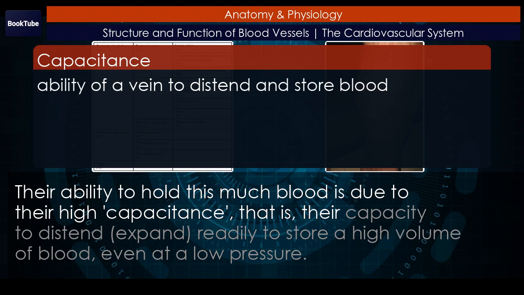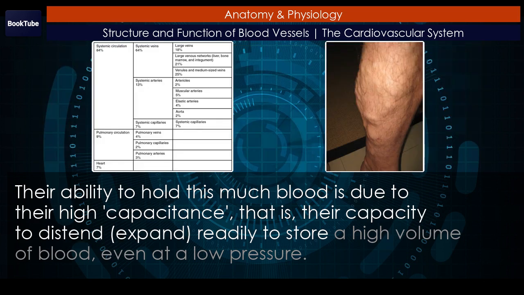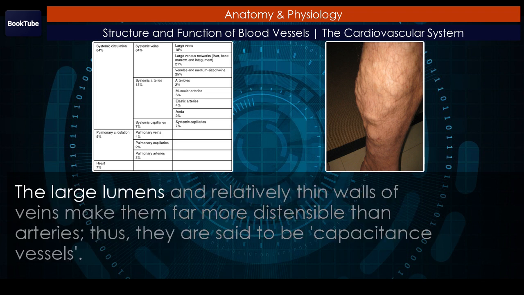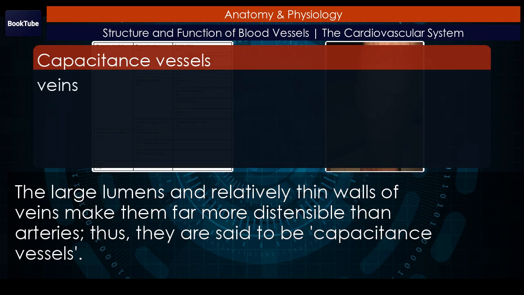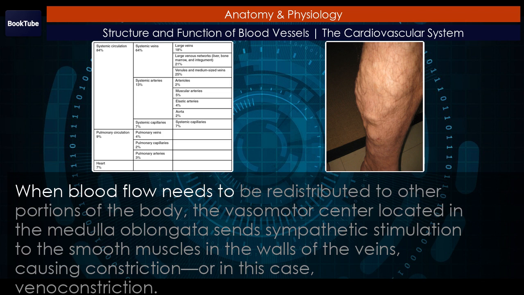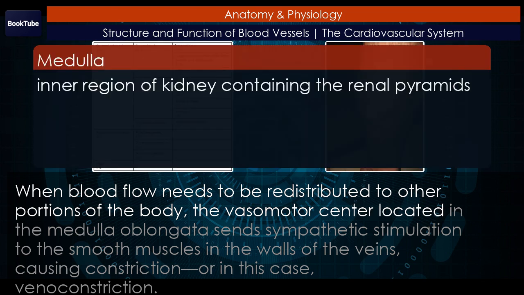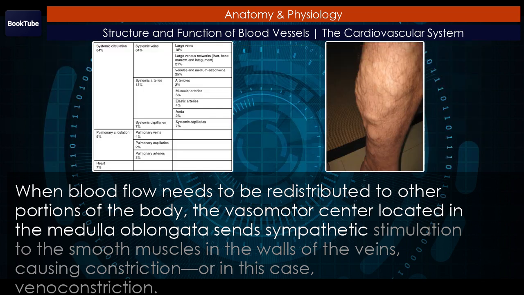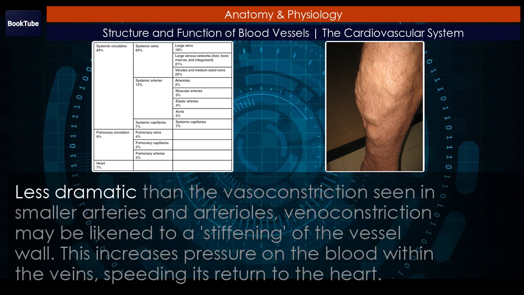That is, their capacity to distend, expand readily to store a high volume of blood, even at a low pressure. The large lumens and relatively thin walls of veins make them far more distensible than arteries. Thus, they are said to be capacitance vessels. When blood flow needs to be redistributed to other portions of the body, the vasomotor center located in the medulla oblongata sends sympathetic stimulation to the smooth muscles in the walls of the veins, causing constriction, or in this case, venoconstriction, less dramatic than the vasoconstriction seen in smaller arteries and arterioles.